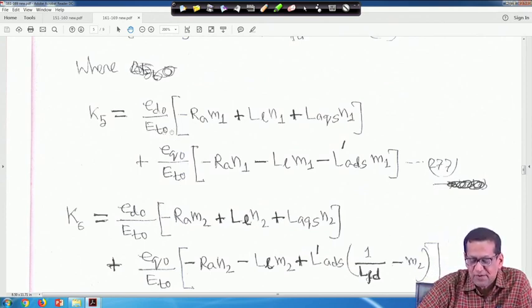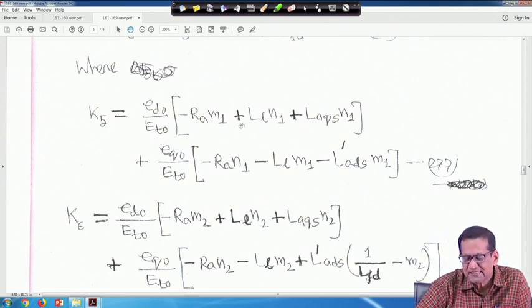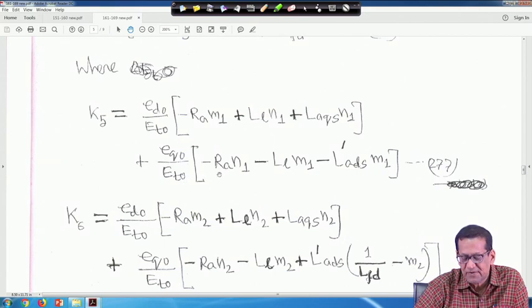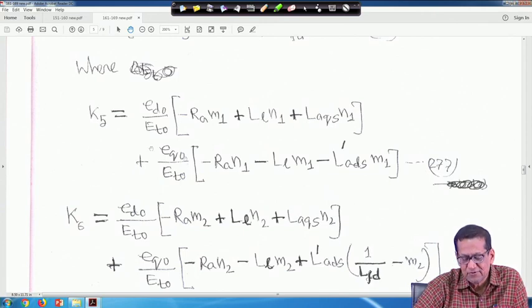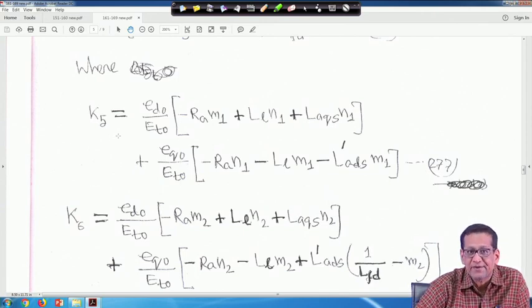So, it is E d 0 upon E t 0 in bracket, minus R a m 1 plus L L n 1 plus L a q s n 1, bracket close, plus E q 0 upon E t 0 in bracket, minus R a n 1 minus L L m 1 minus L a d s m dash L a d s dash m 1. This is equation 277. If you simplify, this is the expression for k 5.